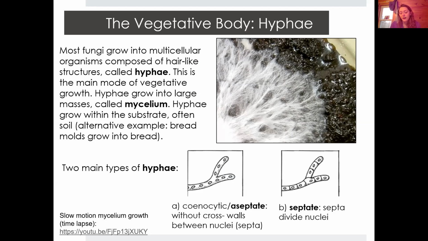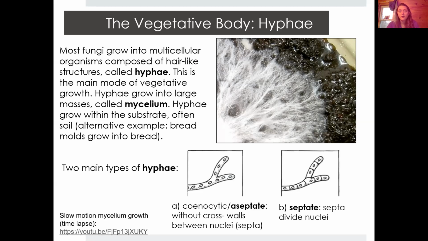There are two main types of hyphae: aseptate and septate, and those separate some large groups of fungi. Aseptate means that there are no cell walls to divide the nuclei, and septate means that there are cell walls to divide the nuclei. And we have a YouTube video that shows mycelium growing in a medium. It's a time lapse. You guys should check it out.